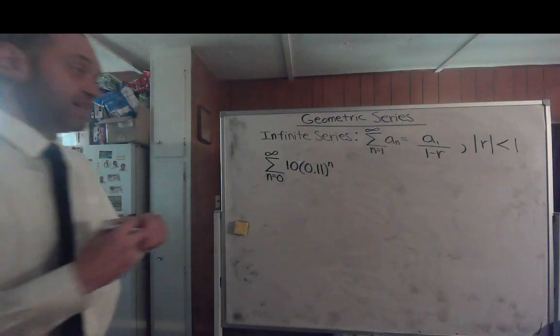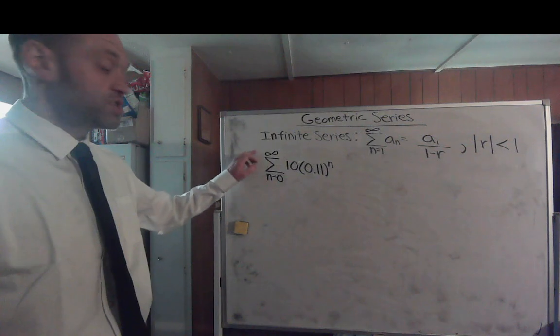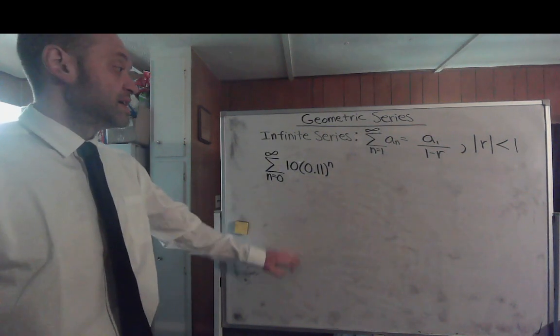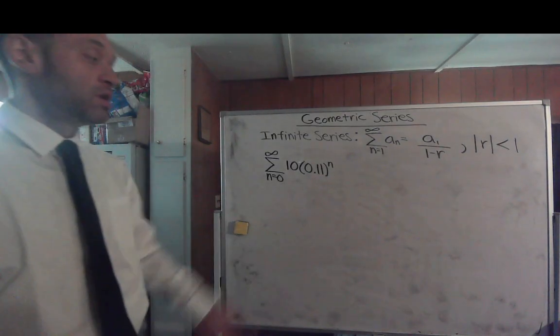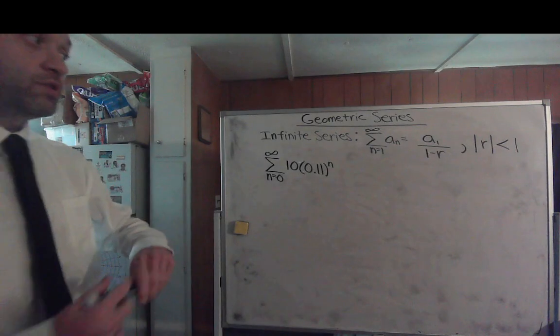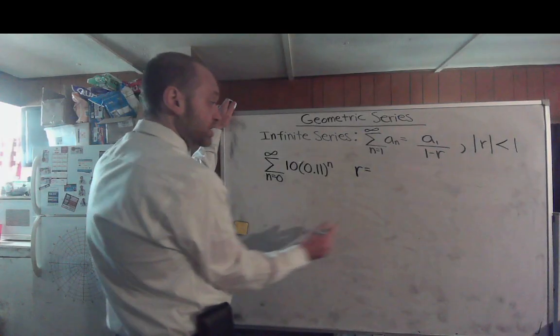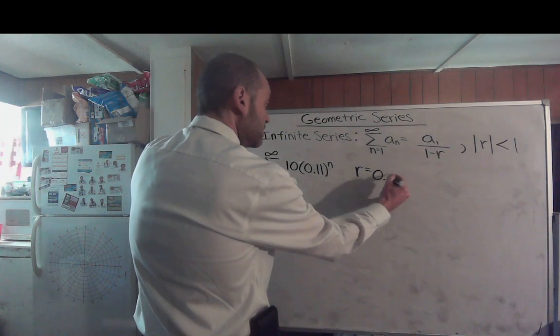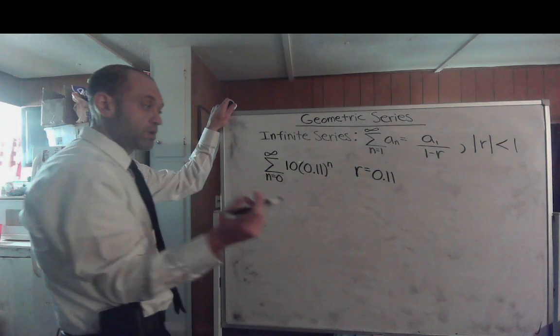Sometimes you'll even see these in decimal form. So you have the sum from n equals 0 to infinity of 10 times 0.11 to the n power. What's your common ratio? Your common ratio, of course, is going to be 0.11, which we know is less than 1. We know this infinite sum is going to work.